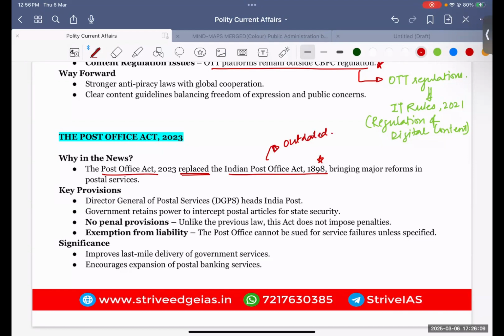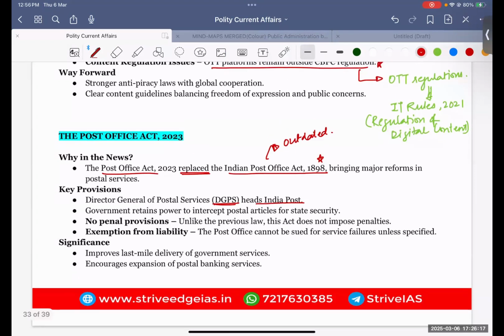So, what are the key provisions? The Director General of Postal Services, the DGPS, heads India Post. Government retains power to intercept postal articles for state security. So anything that comes via post, any article, it can be intercepted, as in it can be inspected to make sure that it is in line with the state security, if it does not hamper the state security. So the government retains that power.